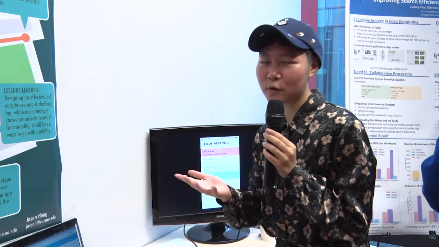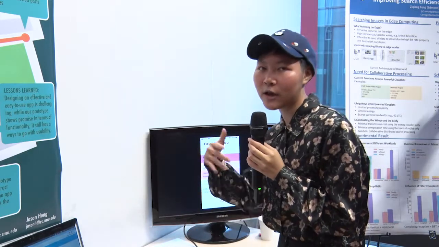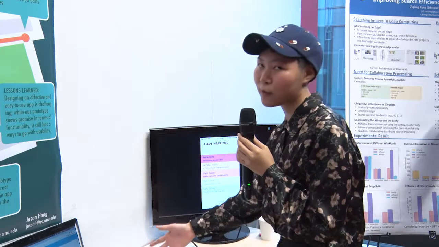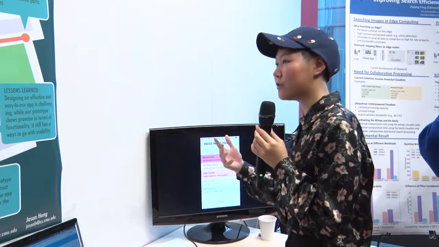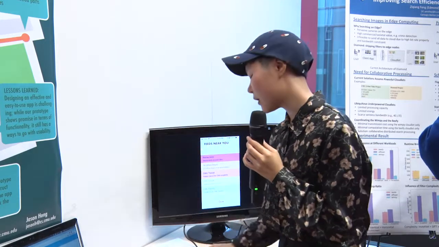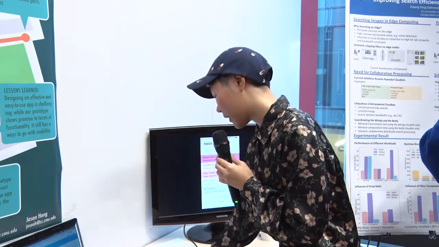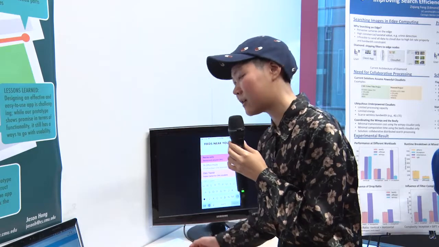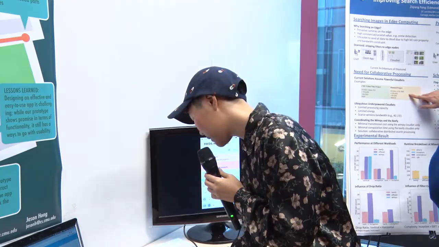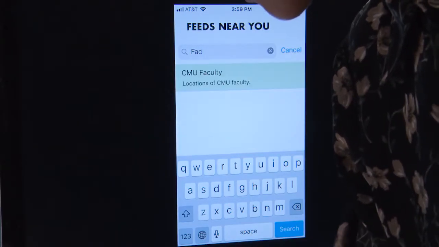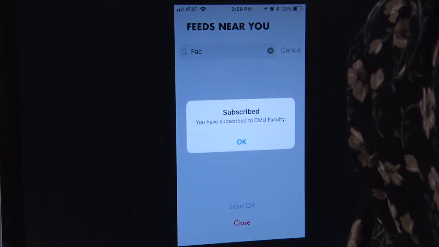At the moment, we don't have an implementation that determines which feeds are near you, but you can imagine that this is just a prototype, and for actual implementations, you would be able to discover feeds based on your location, because your location data is in the app. So maybe I'm interested in faculty locations. I want to see where my professors are. So I can search for a feed called CMU faculty, and you have it right here. It shows the locations of CMU faculty. You can subscribe to that.